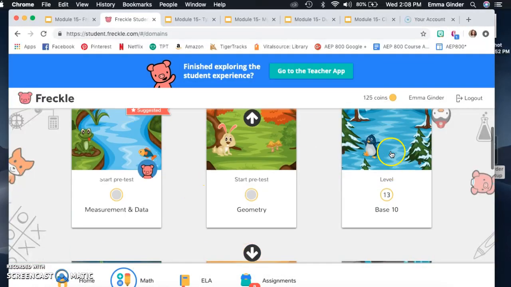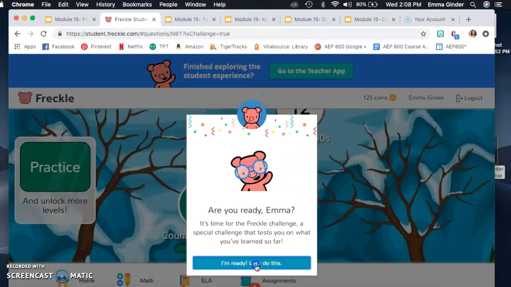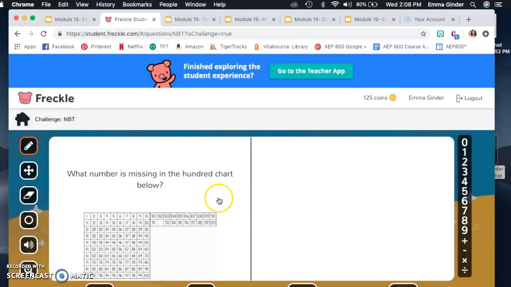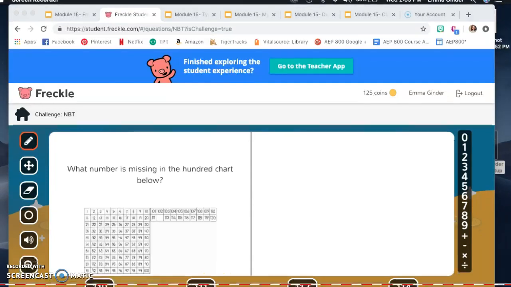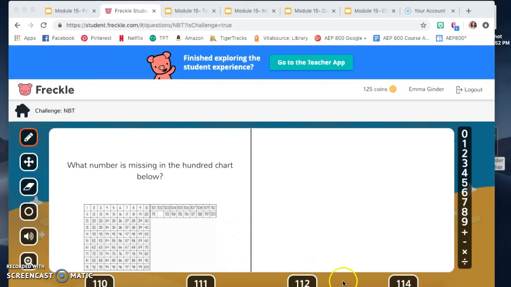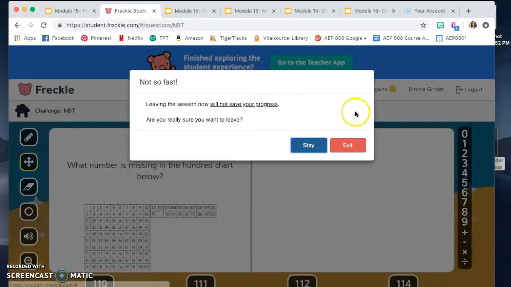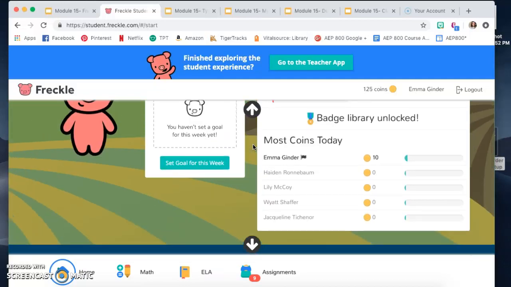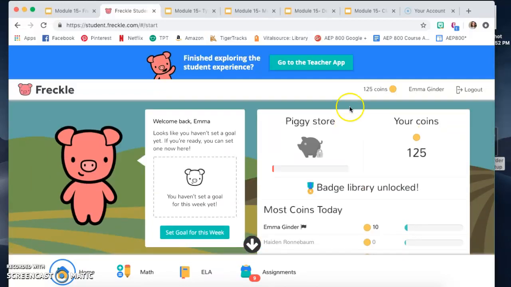We often work on base 10, and I'll show you what it looks like for them. So, what number is missing in the hundreds chart below? I can drag up these answers, or I could use a pen. I could pull these over here to answer the questions right there. So that's mostly for the student app.